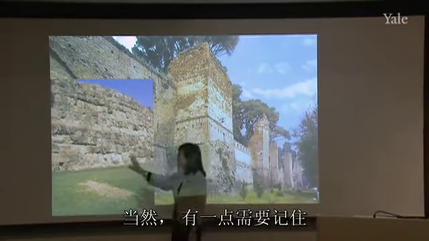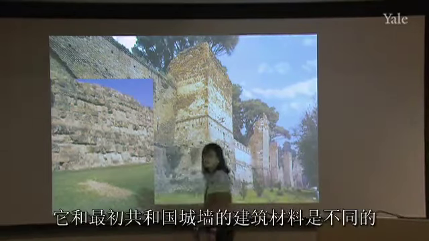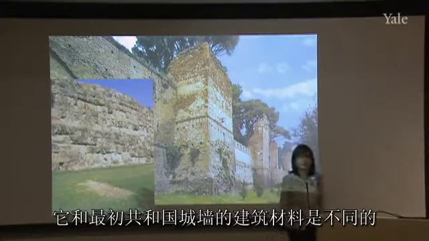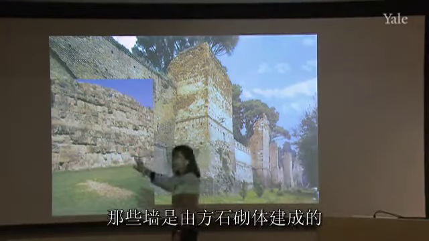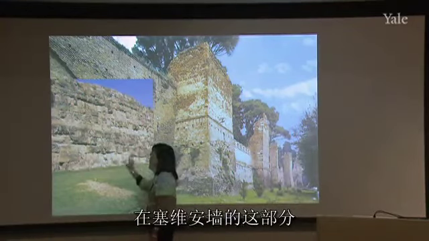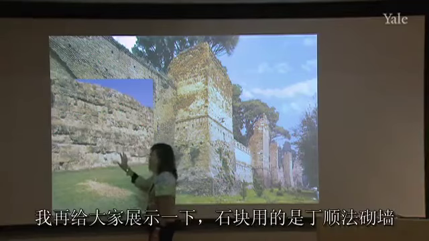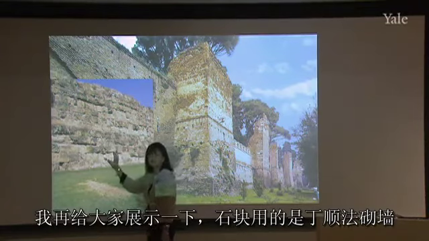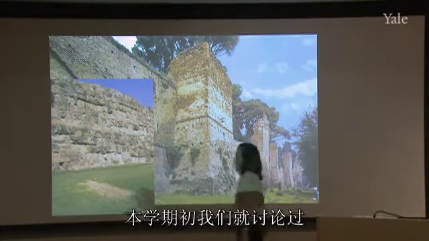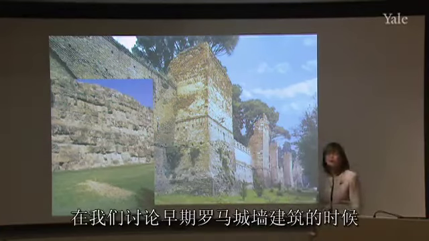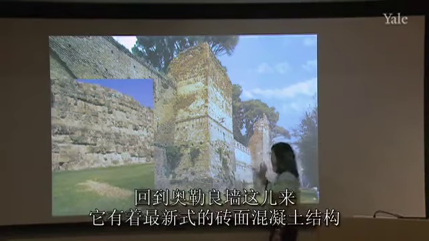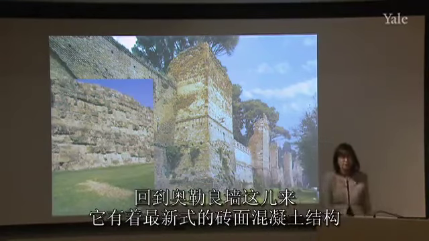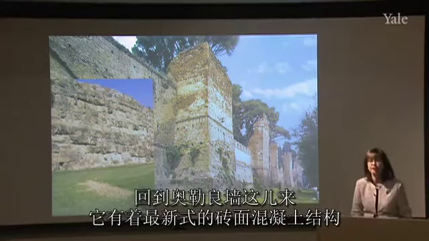And of course, it's important to keep in mind that that is different than what the original Republican walls were made out of. Those were made out of cut stone ashlar blocks. You see them here in this section of the Servian walls that I show you once again. Blocks that are laid in the scheme of headers and stretchers that we talked about at the very beginning of the semester when we discussed early Roman wall building, both in Rome and in the early colonies. And here, again, the Aurelian walls with their up-to-date concrete faced with brick.